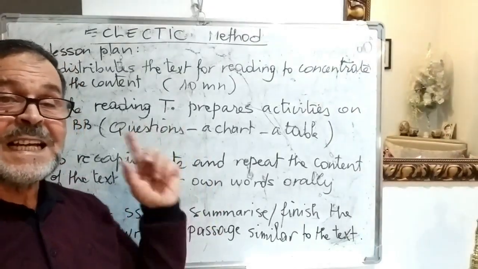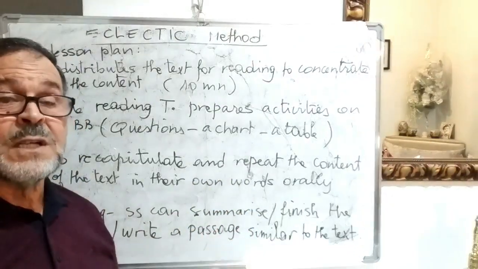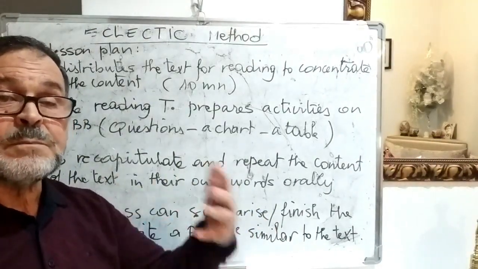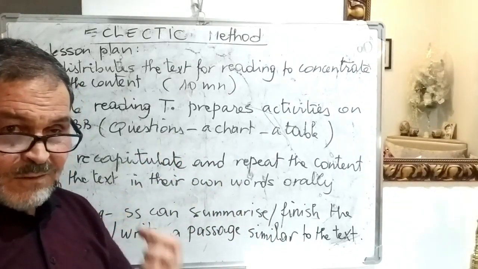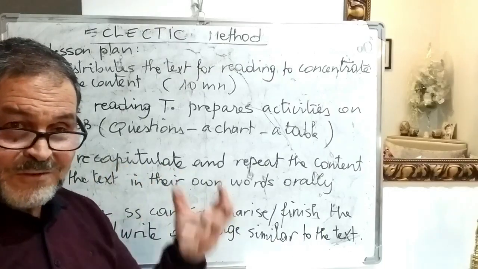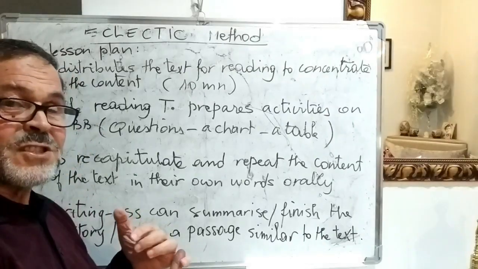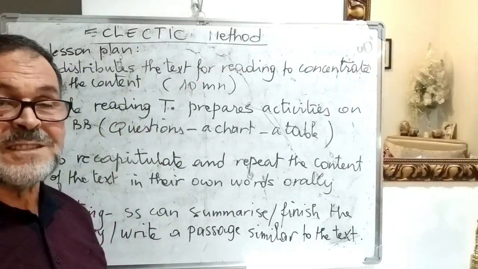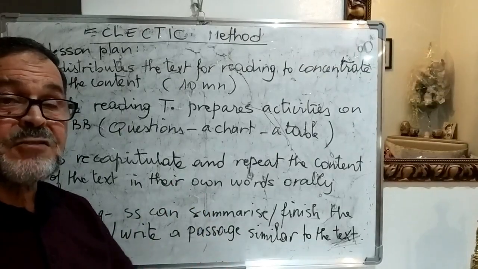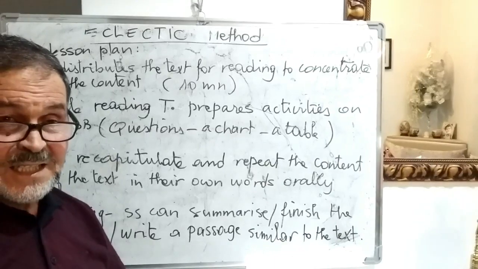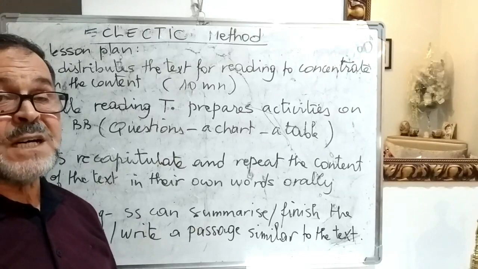Because why? Eclectic method. What is an eclectic teacher? An eclectic teacher is a teacher who knows much about other methods. He should master the characteristics and the goals of every method. He should know from the grammar translation method to communicative language teaching to the eclectic method. To form the eclectic method, it depends on the teacher's knowledge. That's the negative point of this method. For a new teacher it is difficult because maybe he didn't master other methods.